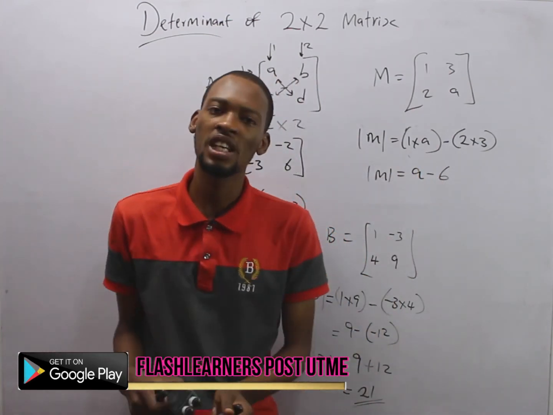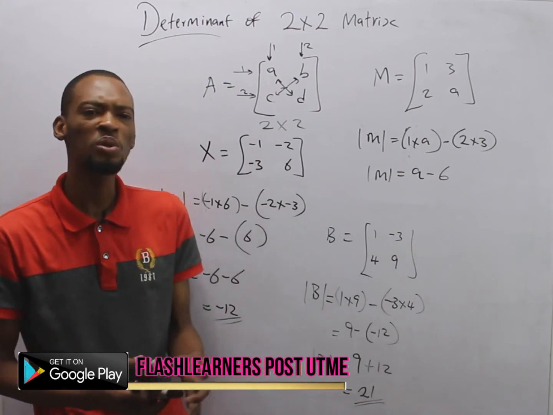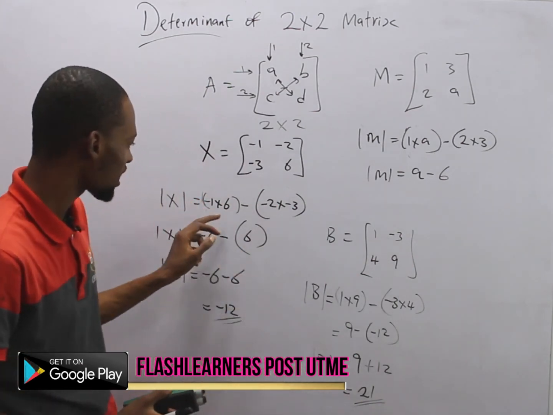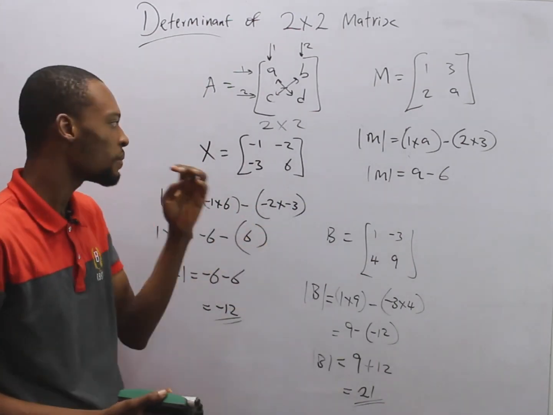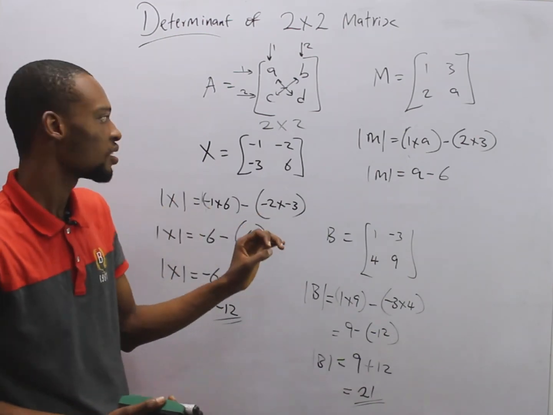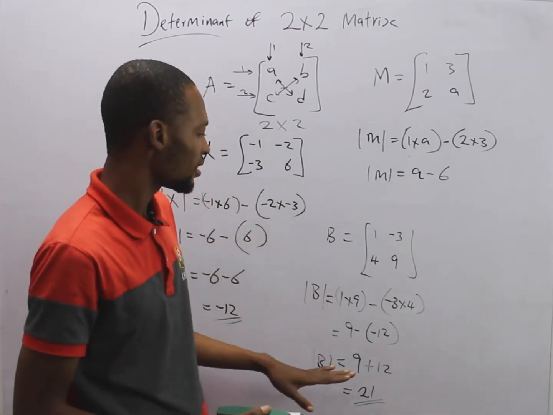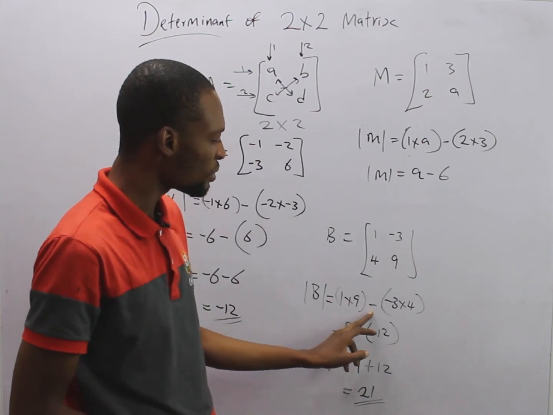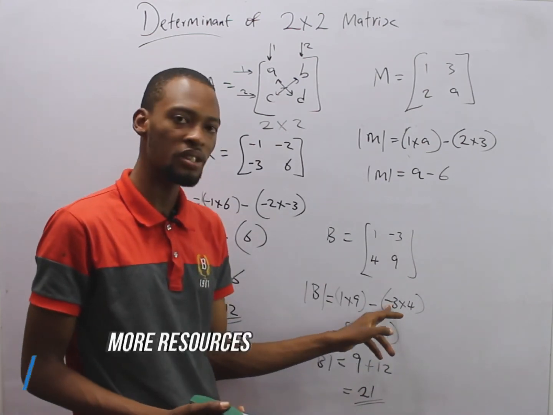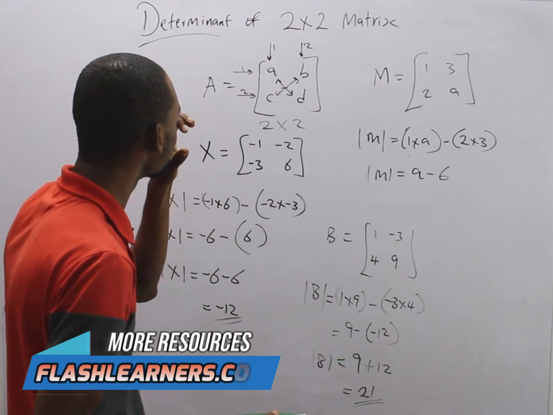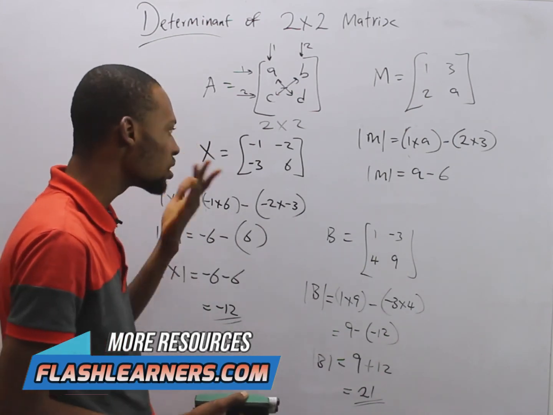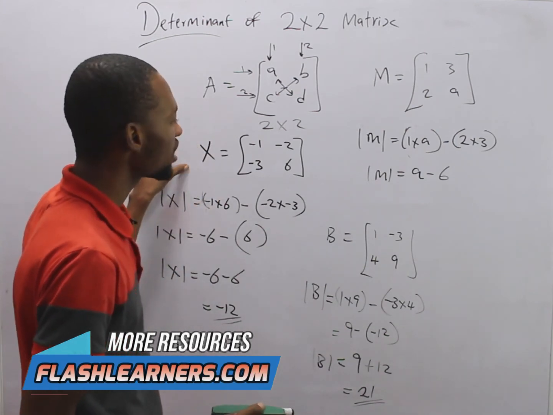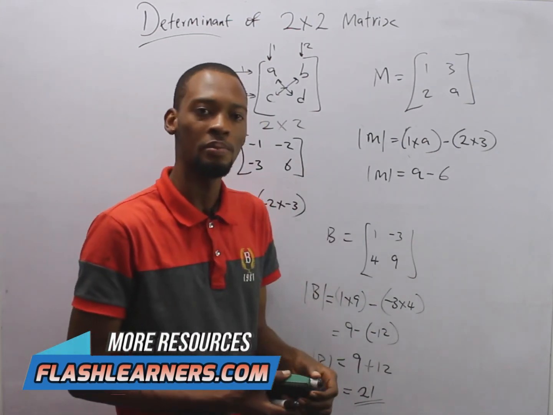And while solving for the determinant of 2 by 2 matrices, take note of the signs. For example, in this kind of case, where minus is multiplying minus, you may be tempted to leave this minus out and use only this minus. So you have to take note of that. So these are the things you should know about the determinant of a 2 by 2 matrix.